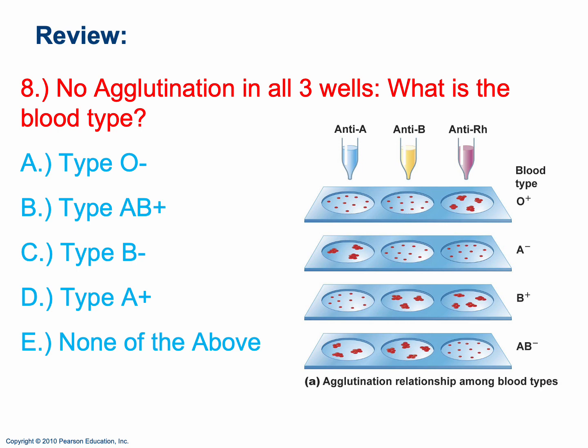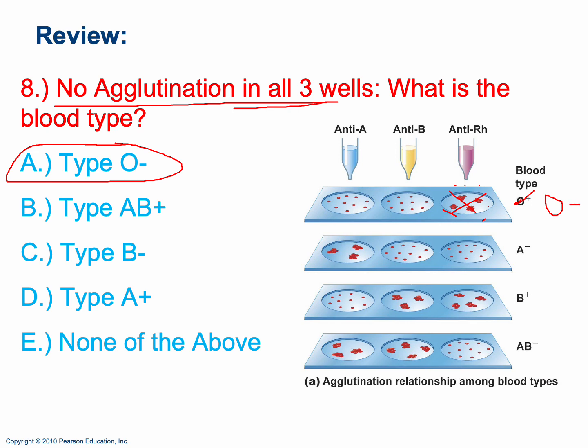All right, and the correct answer, I would go with type O negative. So we have no agglutination in all three wells. You can see that one was O positive. Imagine there was no agglutination here. It's just spots like this. Easily, that can be changed to O negative. Okay?